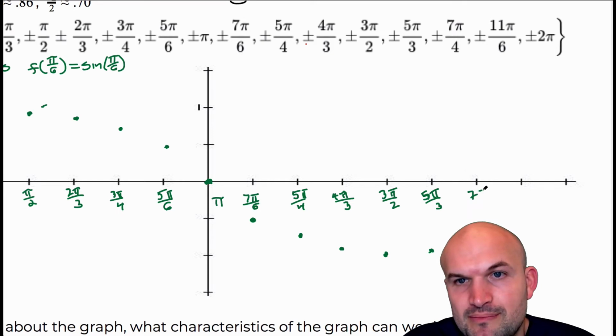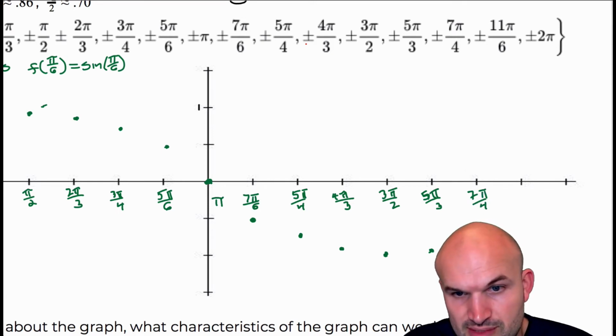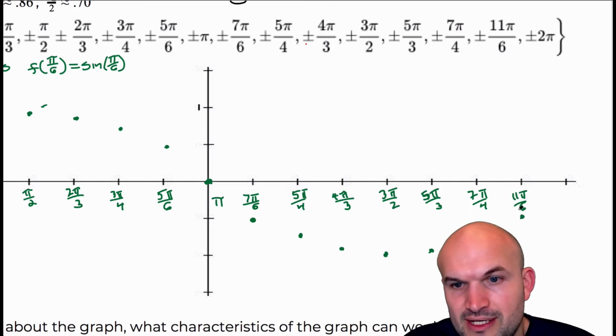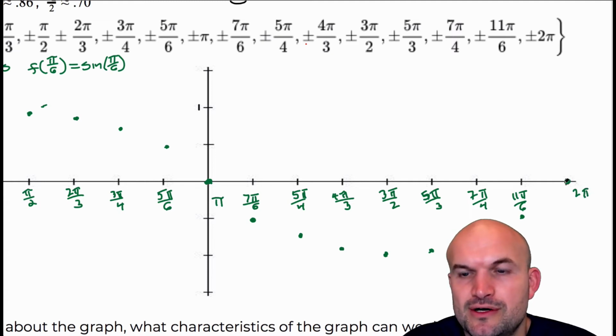We have the 7 pi over 4, which is going to be the negative square root of 2 over 2, which is the 0.7. And then I'm going to have 11 pi over 6, which is going to take me back to, again, negative 1/2. And then last but not least, we have 2 pi, which is going to bring me back to 0.